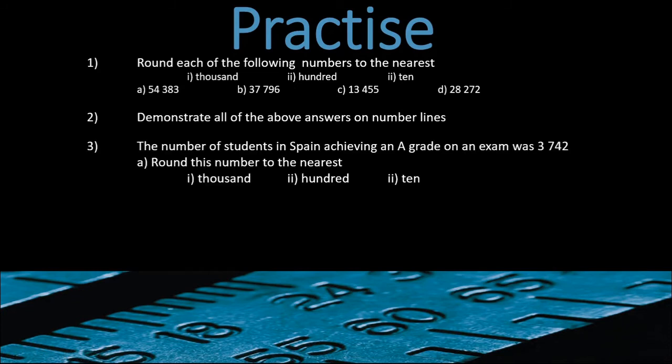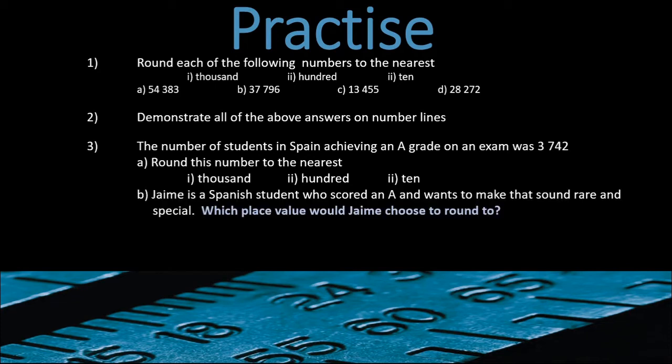Next, the number of students in Spain achieving a grade A on an exam was 3,742. Just like we've done above, I want you to round this number to the nearest 1,000, 100, and 10. But we're then going to apply our answers. Think about what they mean. Jamie is a Spanish student who scored an A and wants to make that sound rare and special. What value would Jamie choose to round to?